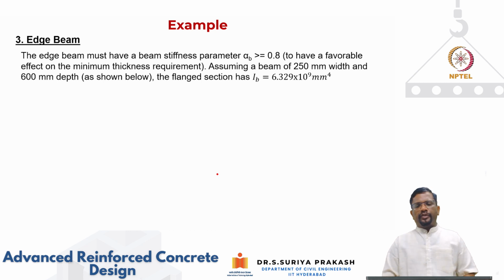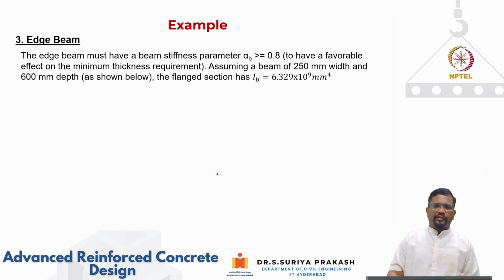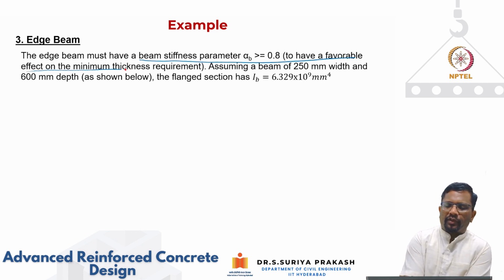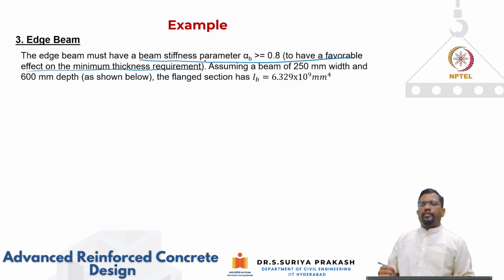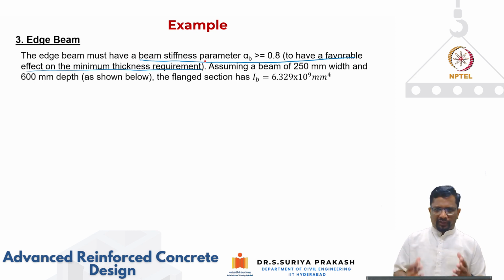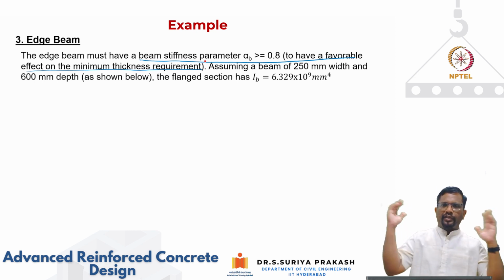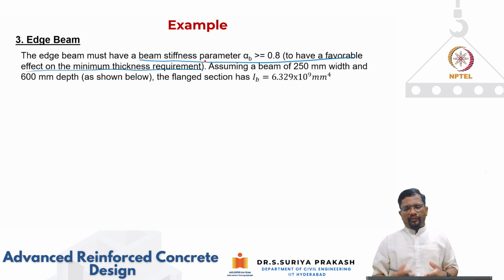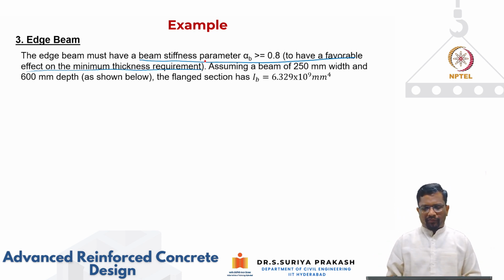Now the edge beam. It's good practice in a flat slab system to have an edge beam, which will help in reducing the deflections. The edge beam must have a beam stiffness parameter alpha b greater than 0.8 to provide a favorable effect on the minimum thickness requirement. Now, I'm assuming a 250 mm width and 600 mm depth, to make sure that at least on the edges of the building you have this edge beam to stiffen up the flat slab, flat plate system.